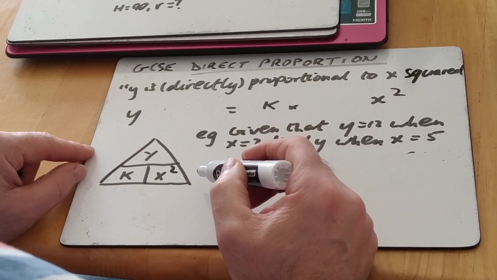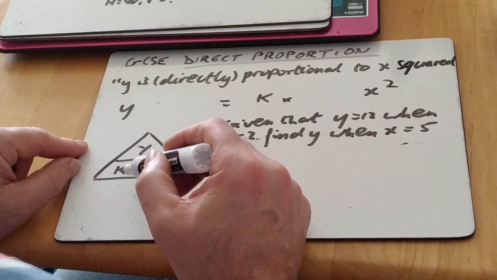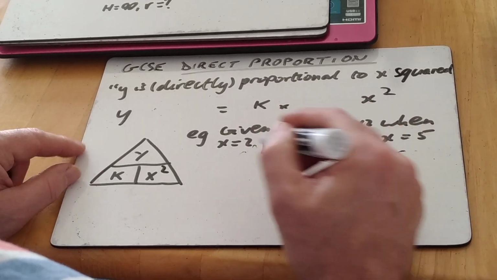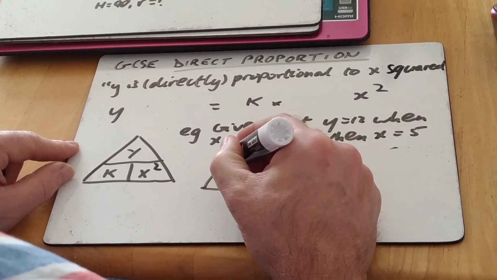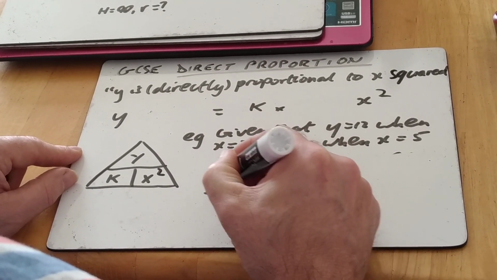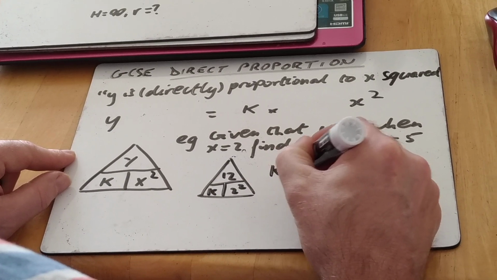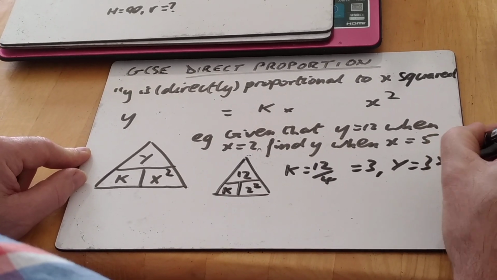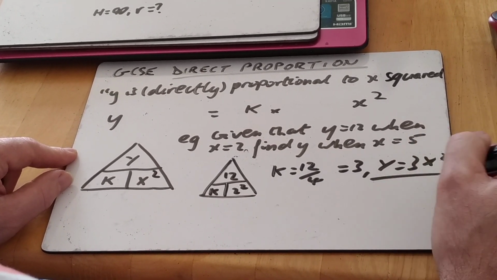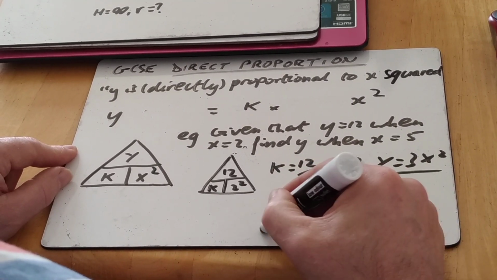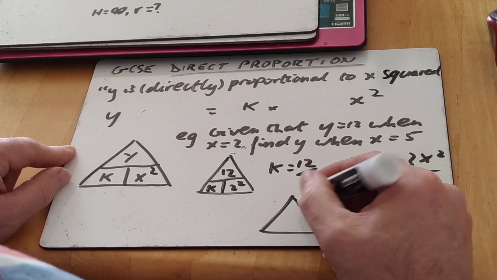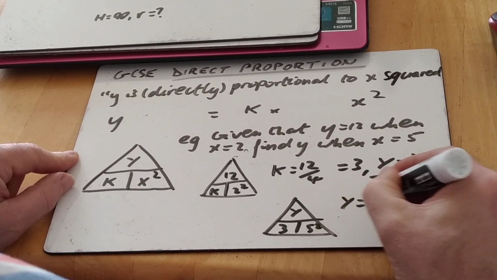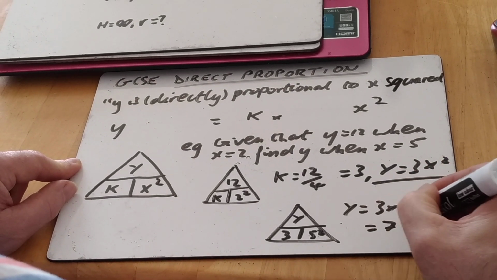Remember, it's now a BIDMAS setup, so I'm squaring the x, then multiplying by something or other. Still the same values, but it's going to change our answer. So y is 12 and x is 2. Let's try and find k in this case. It's 12 and then x squared, so k equals 12 over 4, which is 3. My equation then is y equals 3x squared. And then stick in 5 for x, and don't forget I'm squaring the 5, not the 3 times 5. So y is 3 times 5 squared, which is 25, so y equals 3 times 25, which is 75.